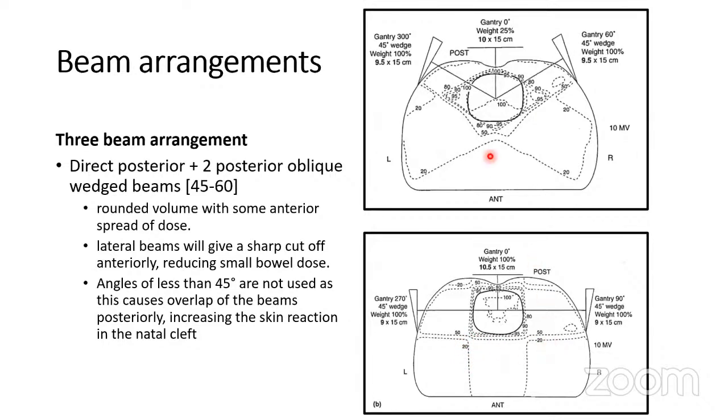And another point which needs to be remembered when we plan with the two posterior obliques is that the angle between the two posterior obliques should not be less than 45 degrees, because as you decrease the angle between the two posterior oblique beams, there will be intersection, and then you will have a high dose in the gluteal and the natal cleft region, which will increase the skin reaction and thereby cause treatment interruptions.